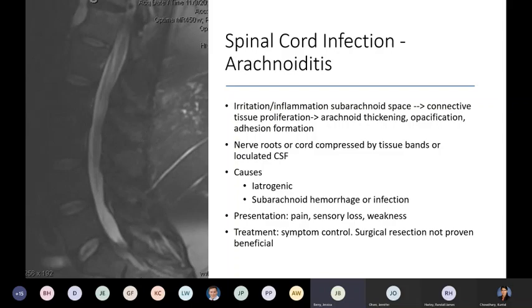The patients can have a really severe degree of pain both at the site of the arachnoiditis, usually in the low back, as well as radicular pain down the legs. They may also then have sensory loss and weakness in the lower extremities. There's really not a reversible treatment. Symptom control to whatever degree is necessary and rehabilitation are used; surgical resection of the arachnoiditis has not proven to be beneficial.